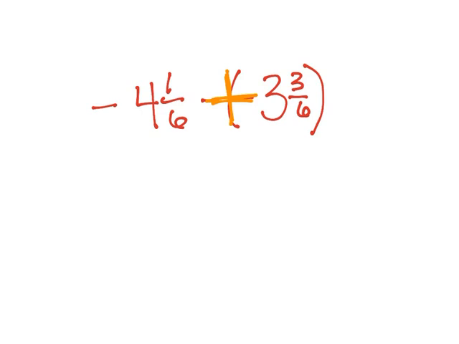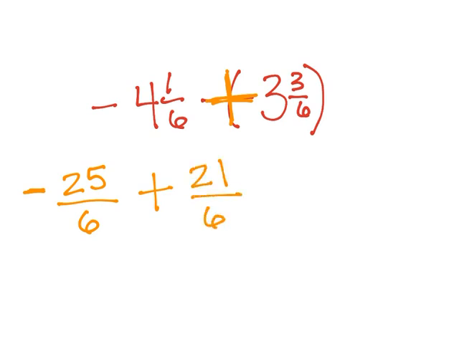And the way that she likes to do it, which most of you do, which I think is pretty smart, is to go ahead and change these mixed numbers to improper fractions. So 6 times 4 is 24, plus 1 is 25 over 6. And we want to make sure we keep that as a negative. Our plus sign, 6 times 3 is 18, plus 3 more is 21 over 6. Okay. Now the denominator is 6.